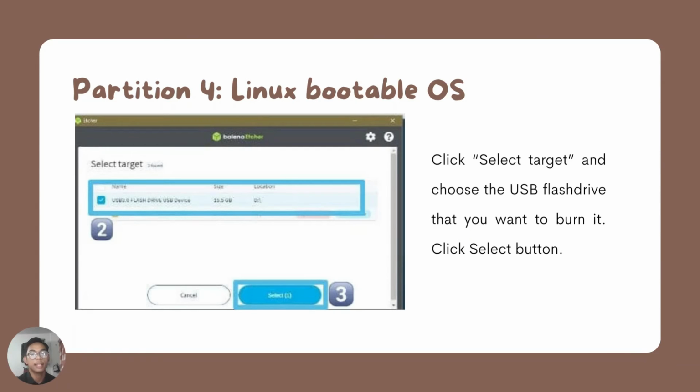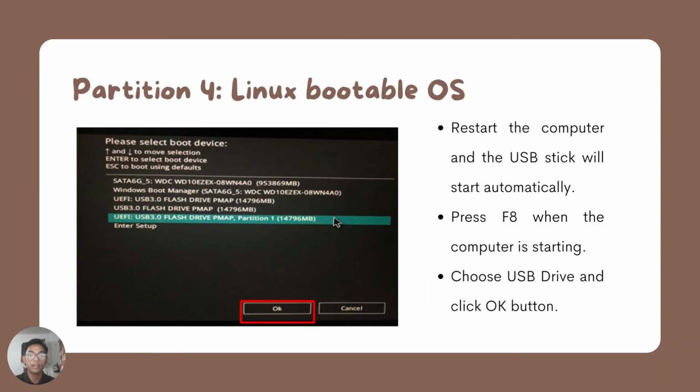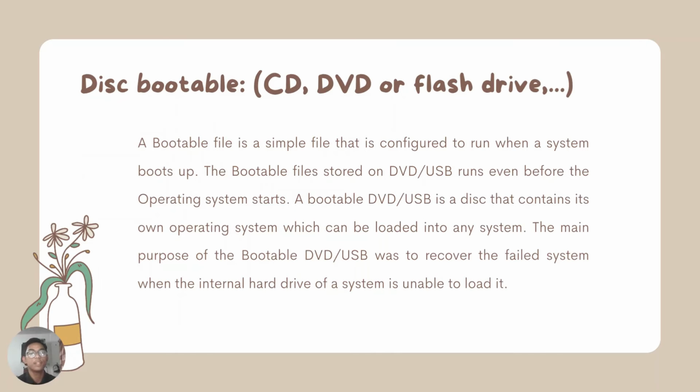So you may click select target and choose the USB flash drive that you want to burn, and then click the select button. And then click flash and keep waiting until it finishes. And when the program is finished, you may restart the computer and the USB stick will start automatically. When it starts, press F8 while the computer is starting. And then choose the USB drive and click OK button. And that will complete.